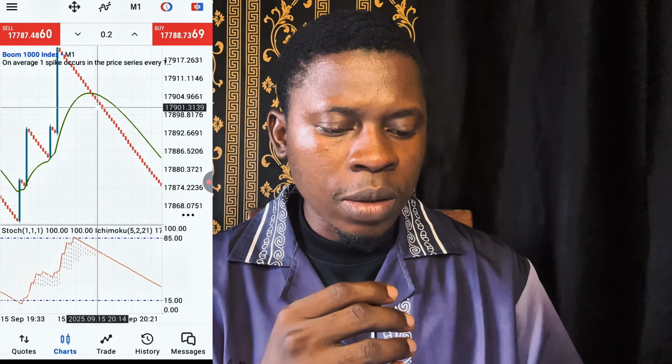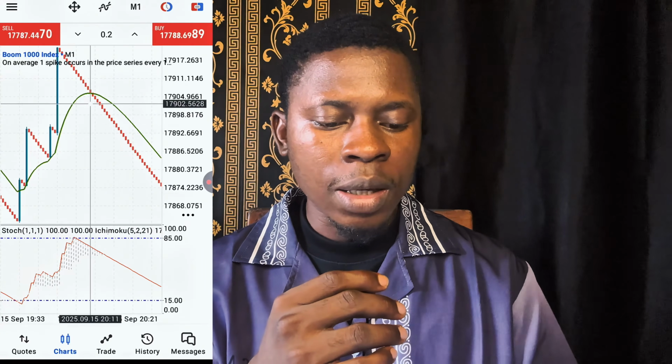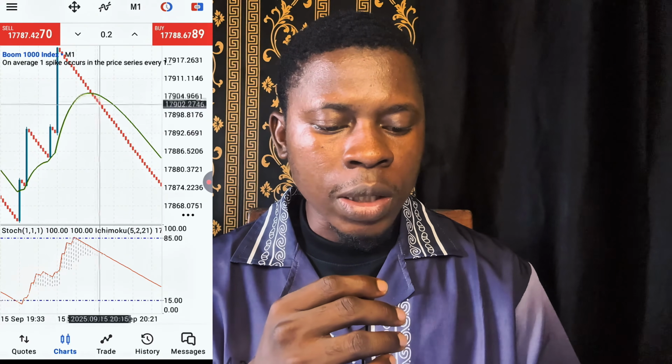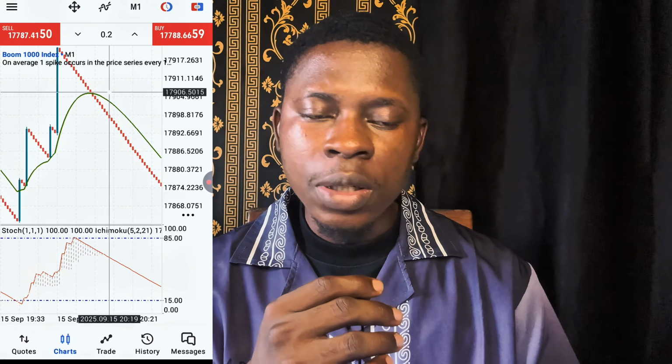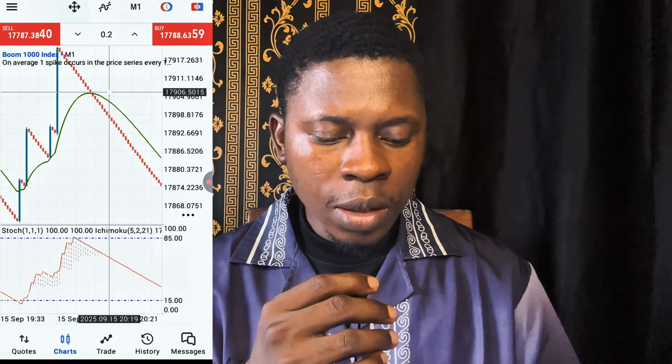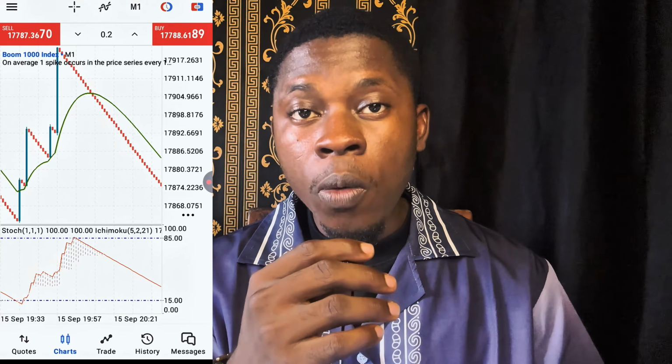When price crosses below this moving average right here at this very point, you immediately go in for your sell. Take 5 or 10 candlesticks, then you're out of the market. Okay, out of the market. Then this is for Boom 1000 index.